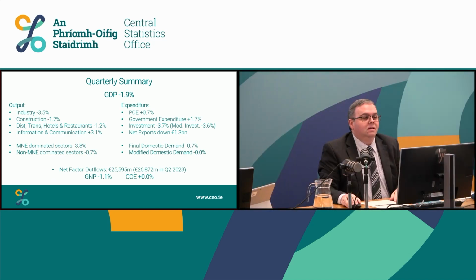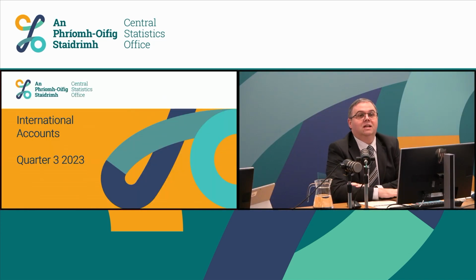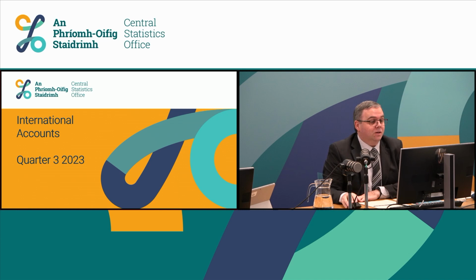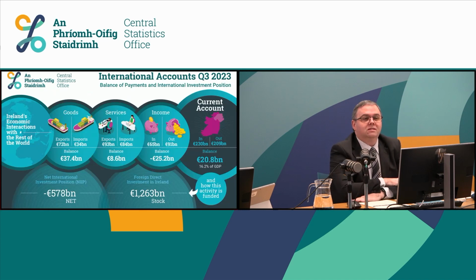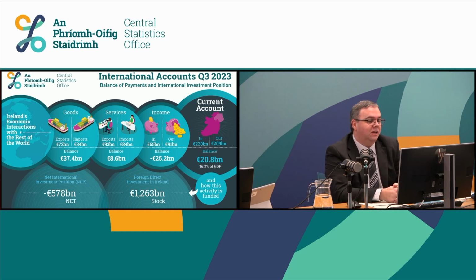Thank you, Chris. So now I'd like to take you through the international accounts for quarter 3 2023. So first we can see here our infographic, which is a good summary of the results. We have goods exports of 72 billion euros and goods imports of 34 billion euros, giving us a net merchandise balance of 37.4 billion euros.